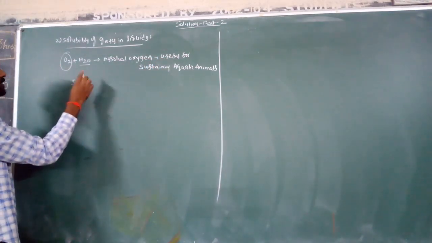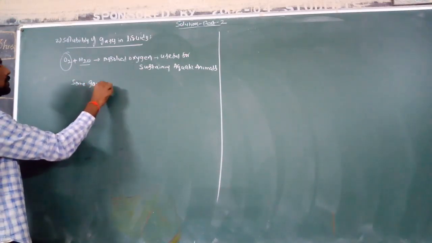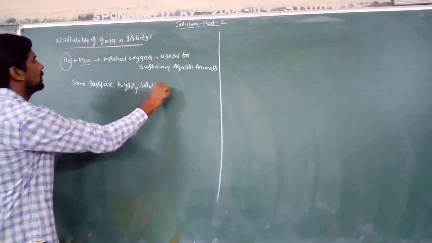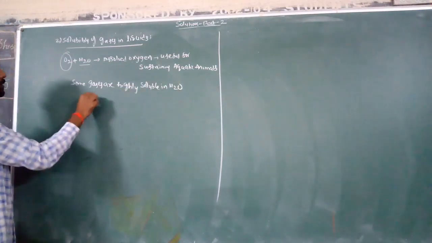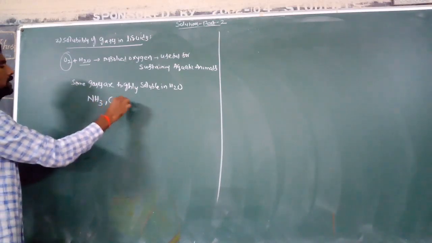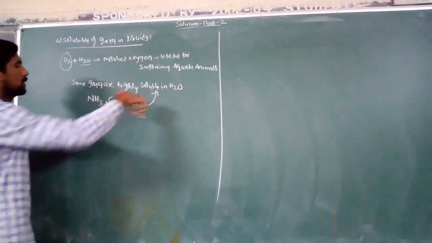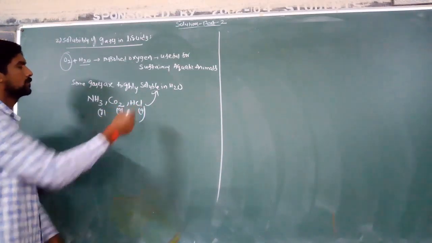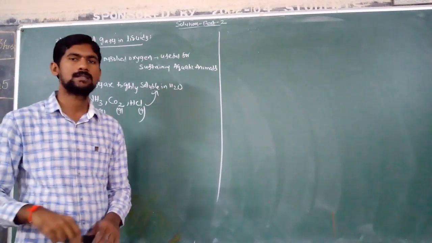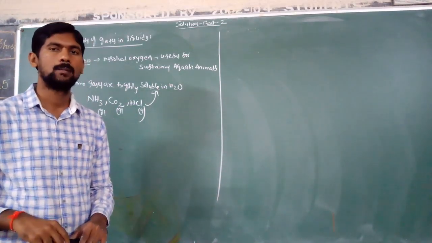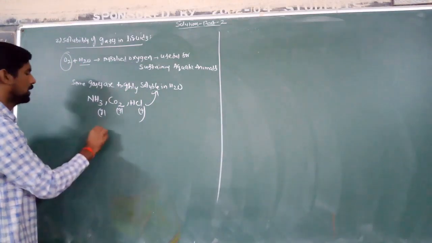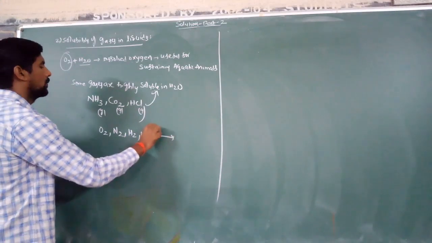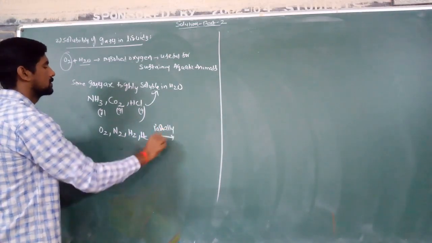Some gases are highly soluble in water, like ammonia, carbon dioxide, hydrochloric acid. These gases are highly soluble in water. And some gases are only partially soluble in water, for example oxygen, nitrogen, hydrogen, helium.